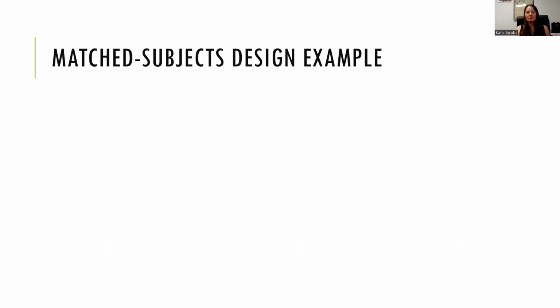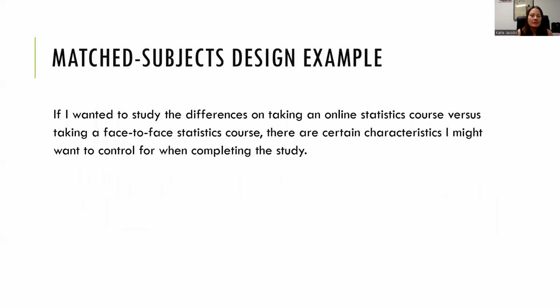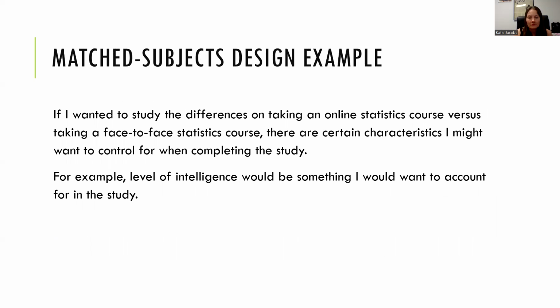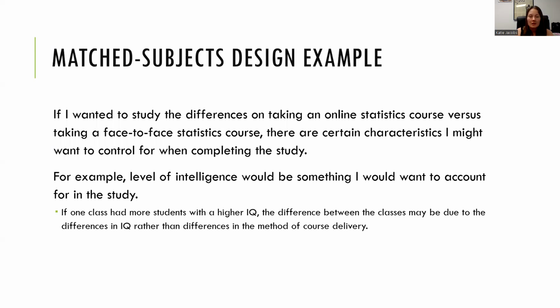So let's do an example. If I wanted to study the difference on taking an online statistics course versus taking a face-to-face statistics course, there are certain characteristics I might want to try to control for when completing the study. For example, level of intelligence would be something that I would want to account for. Because if one class had more students with a higher IQ, the differences between my classes may be due to differences in IQ rather than the differences in the method of course delivery.